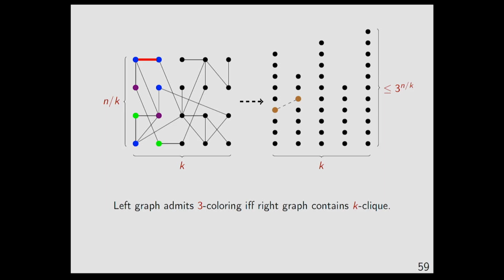So the left graph admits a 3-coloring if and only if the right graph contains a k-clique. Why? If the graph has a valid 3-coloring, then look at the projection of that coloring onto one group of n by k vertices. That will be a vertex here. Look at the projection onto another group, and there will be a vertex here. There's an edge between those two because together they form a 3-coloring of the whole graph. In particular, they form a valid 3-coloring for the induced subgraph on these 2n by k vertices.